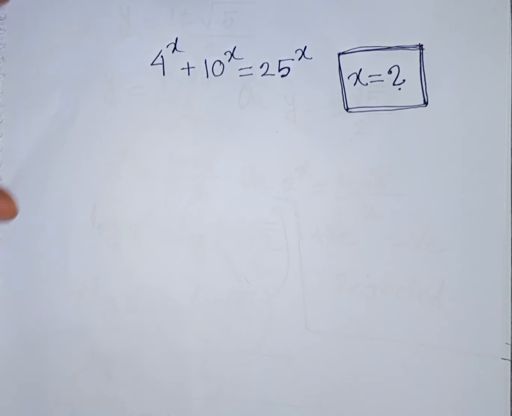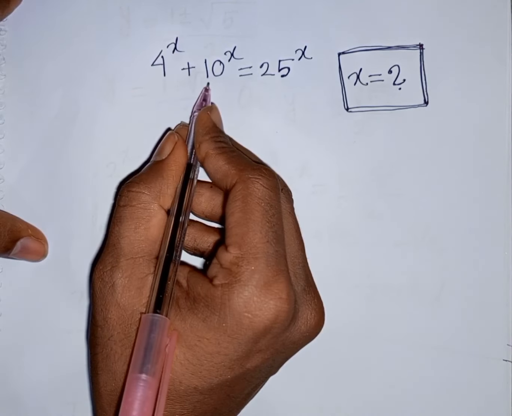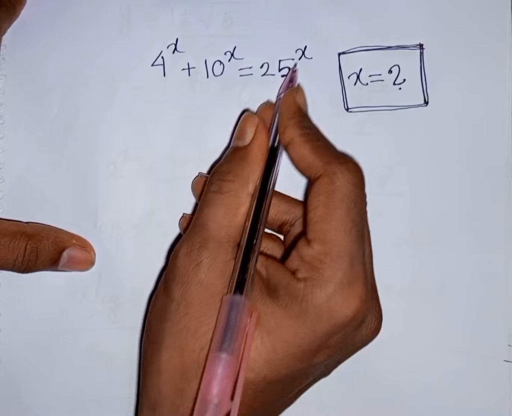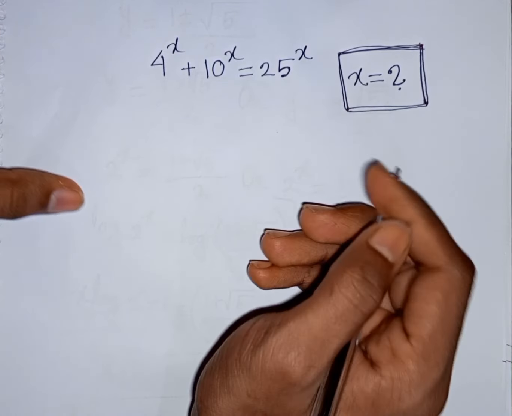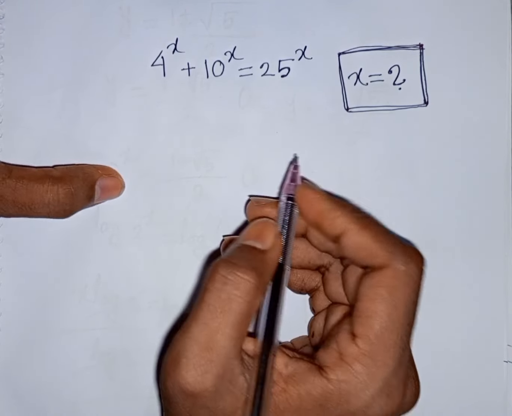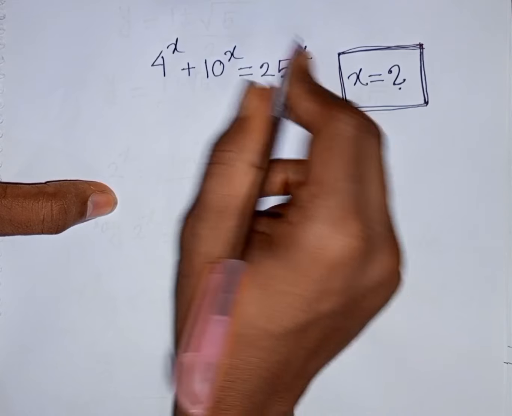How to solve 4^x + 10^x = 25^x. Find the value of x. So at first, we divide by 25^x on both sides.